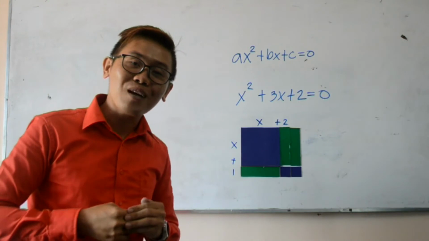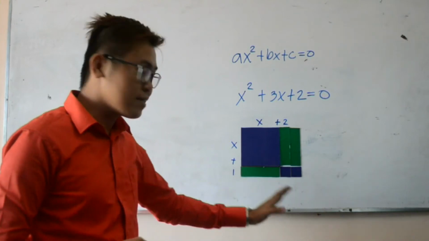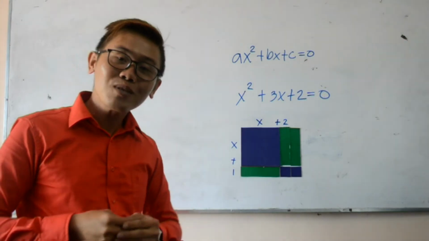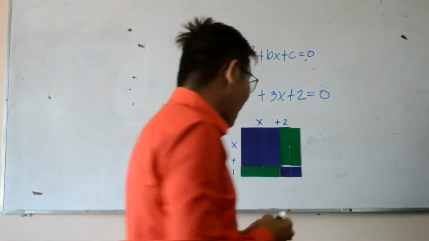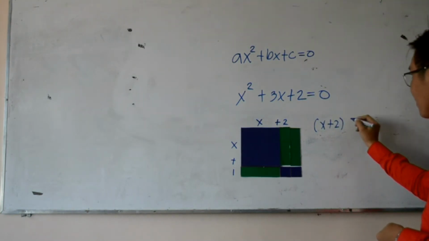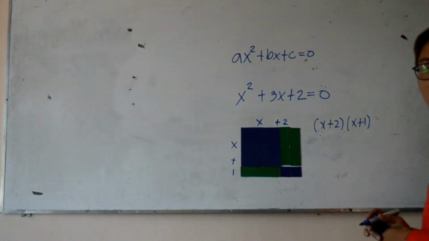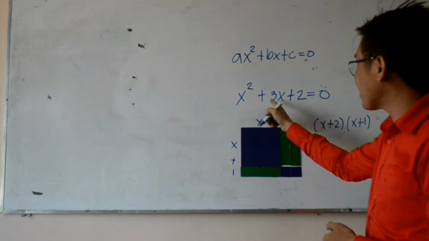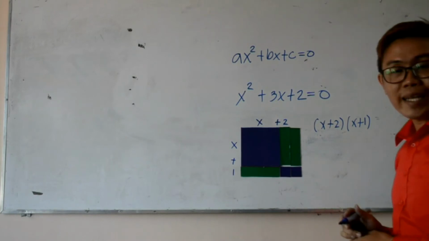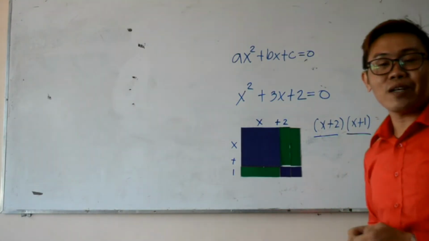Now, how are you going to factor x squared plus 3x plus 2 is equal to 0 given this concept? Since it is the product of 2 sides of a rectangle, we could write x plus 2 times x plus 1. So then, x squared plus 3x plus 2 is equal to the product of x plus 2 and x plus 1. These two now are the factors of the given quadratic equation.